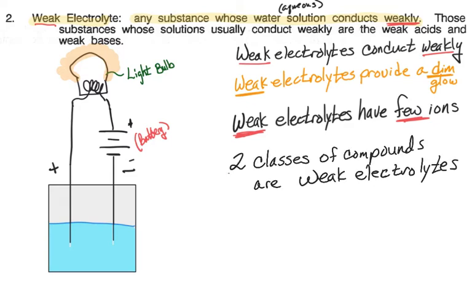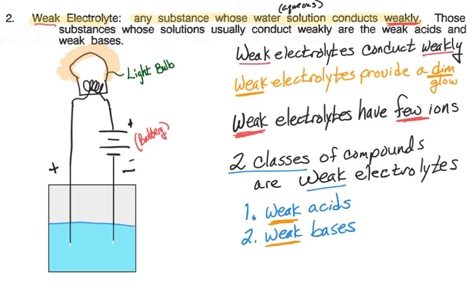Weak electrolytes are the ones that only partly ionize, and that only happens for us with the weak acids and the weak bases. Strong acids and strong bases are 100% ionized, but weak acids and weak bases are just a little bit ionized, often less than 10%. So those are the only substances, the only two classes that we're going to look at that are weak electrolytes.